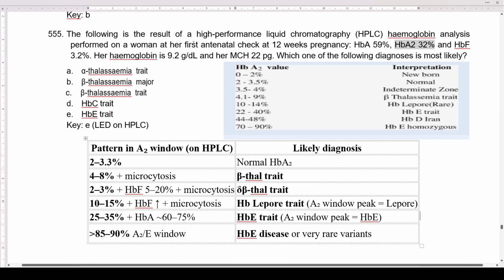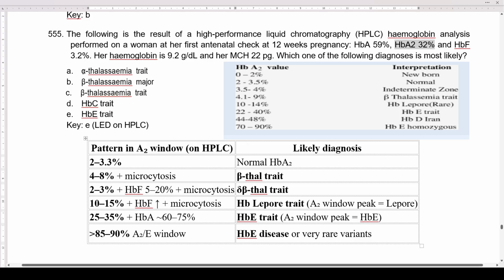The following is the result of HPLC analysis performed on a woman at her first antenatal checkup at 12 weeks pregnancy. Hemoglobin A is 59, A2 is 3.2%, HbF is 3.2%. Her hemoglobin is 9.2, MCH is 22. So it is a microcytic hypochromic anemia. But which one of the following diagnoses is most likely?